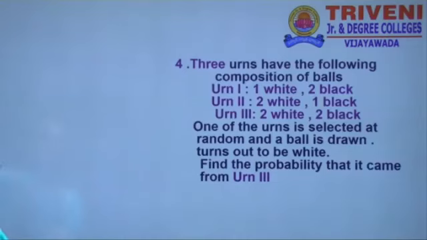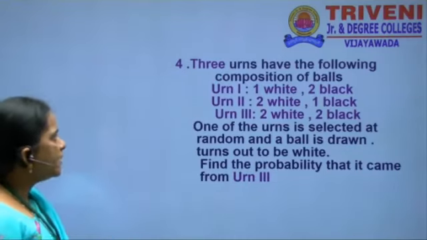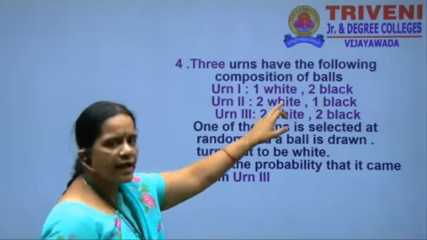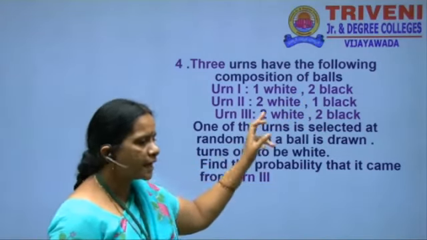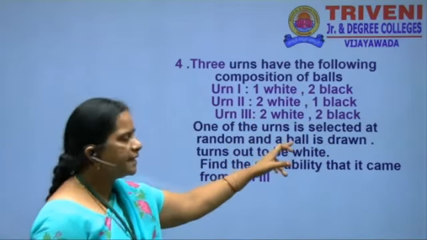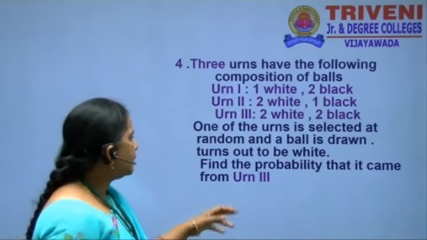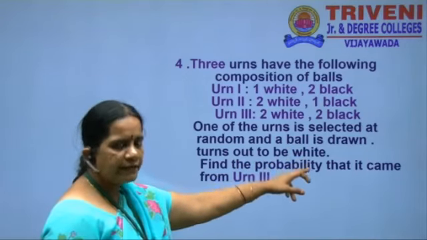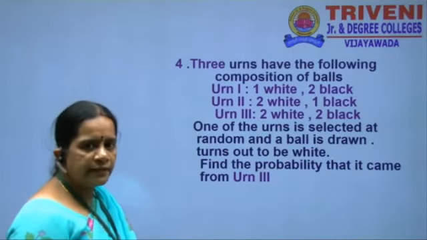And then we are going to the next problem. 3 urns have the following composition of balls. Urn 1 has 1 white, 2 black. Urn 2 has 2 white, 1 black. Urn 3 has 2 white, 2 black. One of the urns is selected at random. In 3 bags we have to select randomly. Then one ball is drawn and it is white. Find the probability that it came from urn 3.